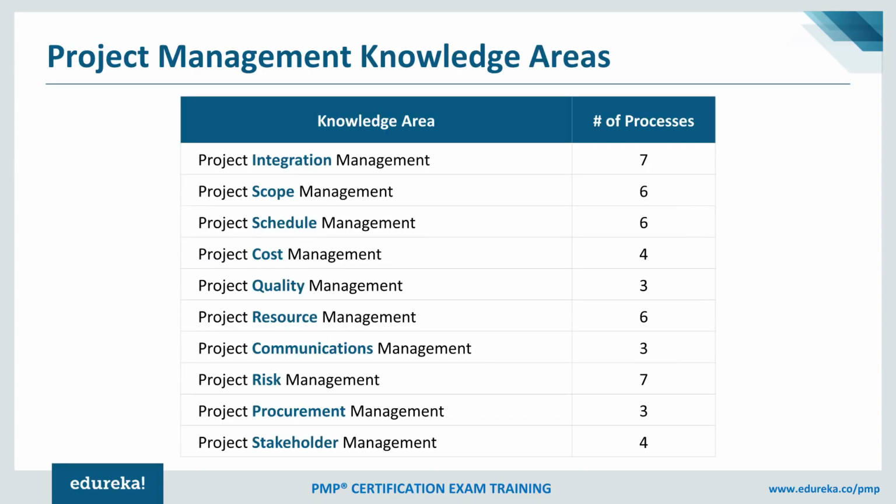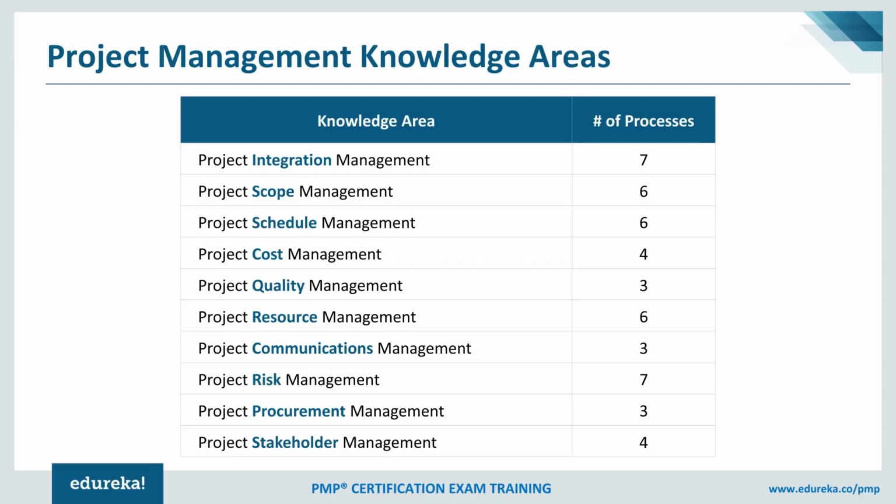Apart from the process groups, we also have knowledge areas. Initially there were 9, but in the PMBOK guide, the previous edition itself added a new knowledge area, which is stakeholder management. So now we've got 10 knowledge areas, starting with integration management, which is one of the biggest. Then we have scope management, schedule management, cost management, quality management, resource management, communications management, risk management, procurement, and stakeholder management. As you can see, the various processes belong to these knowledge areas.